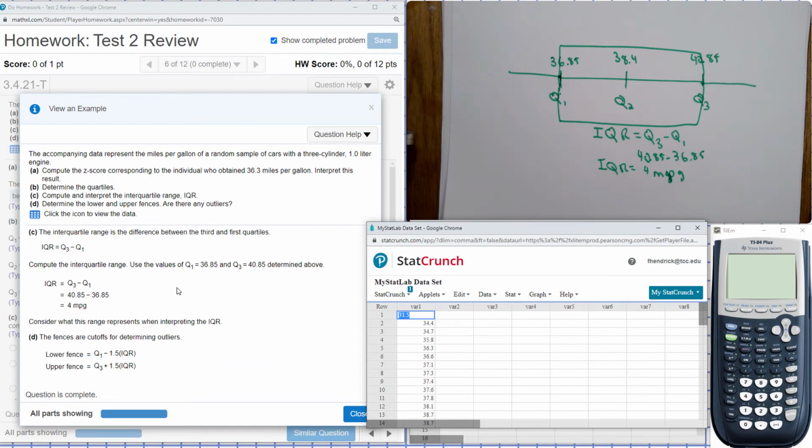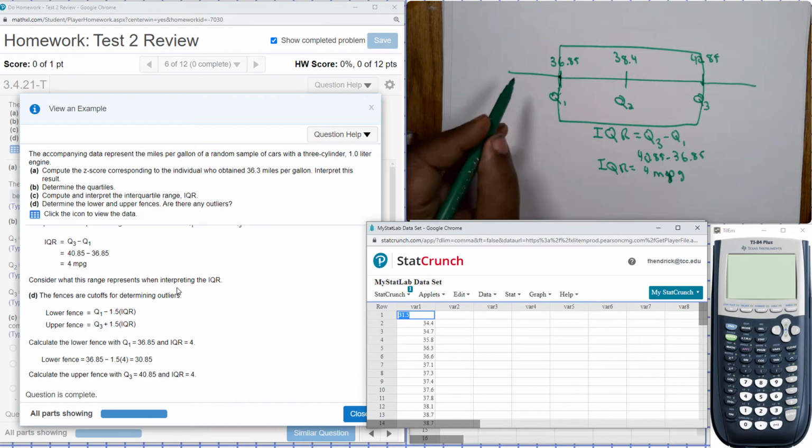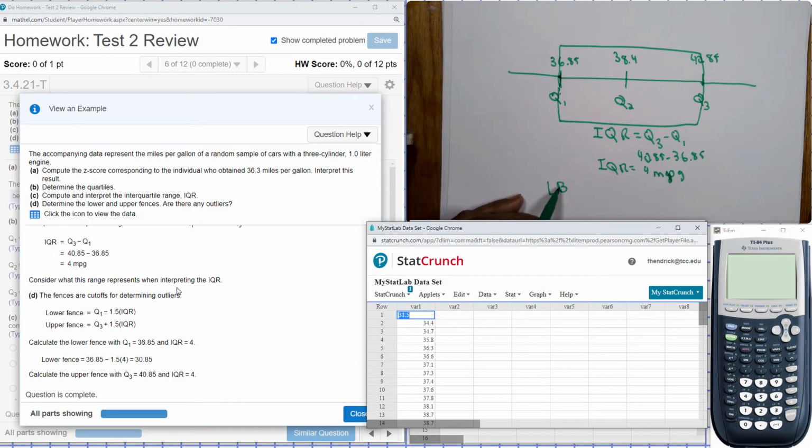So when they do that, they have the fences here, cutoffs for determining the outliers. So we want to determine those. So my lower bound is going to be Q1 minus 1.5 times IQR. And the upper bound is Q3 plus 1.5 times IQR.